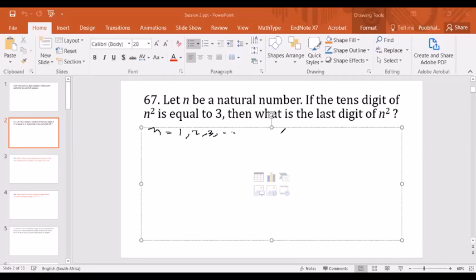And then it also says that when you write n squared down, we don't know how many digits it's got, but the tens digit is equal to 3, and there is a units digit. The tens digit of n squared is 3, and the question is, what is the last digit? There is very little information given in this. All you know is that this is the square of some number, and what is the last digit?